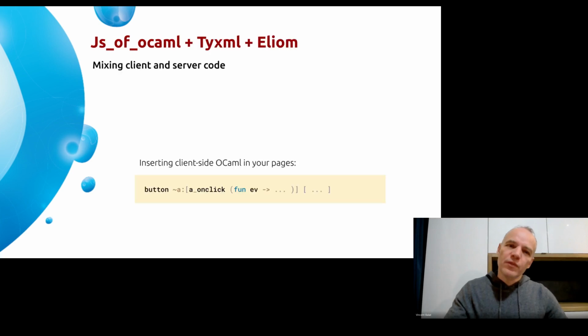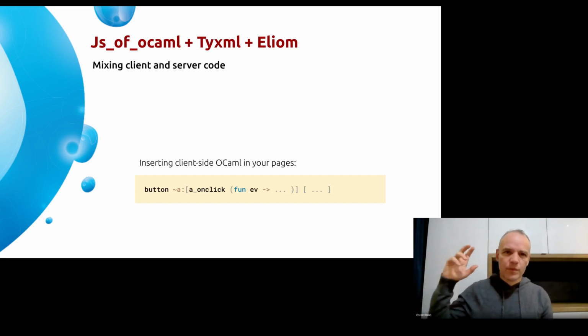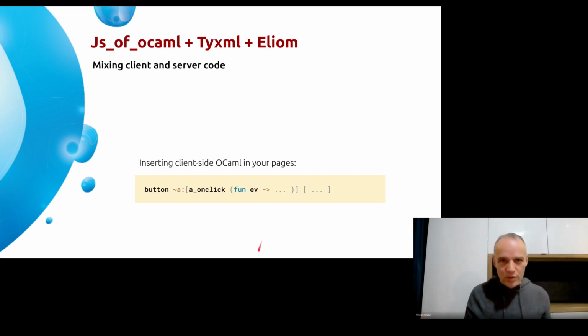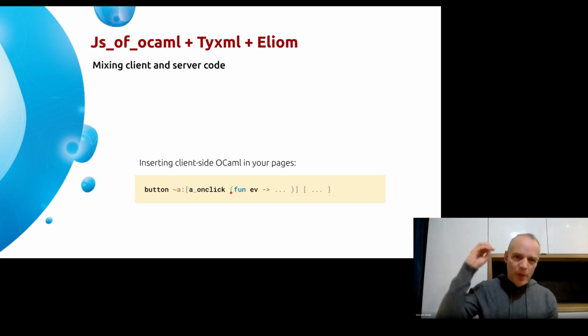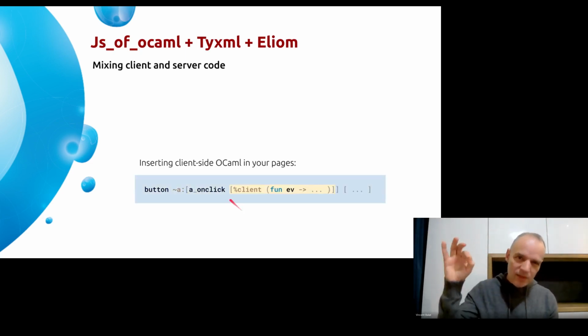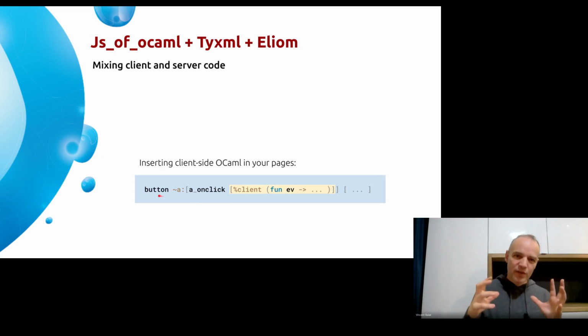Now, if you write a client-side program with js_of_ocaml and TyXML and Eliom, you will be able to write, for example, your event handler directly as OCaml functions. For example, the onclick attribute takes an OCaml function as parameter. What about doing the same when you generate your page on the server? Eliom makes this possible by using this PPX syntax, square bracket %client, to include client-side code in your server-side generated pages.